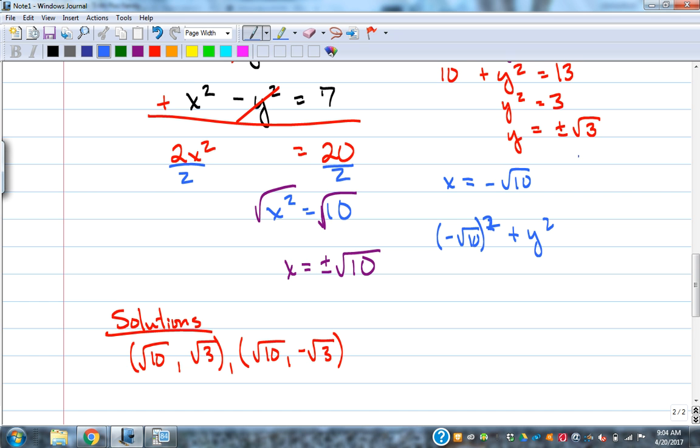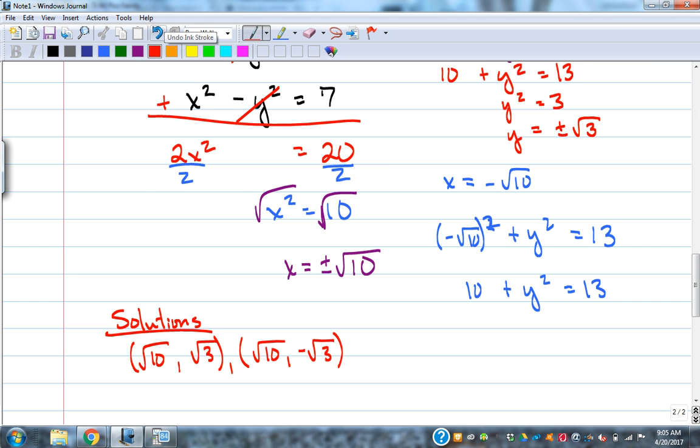And you plug it in, I plugged it into the same problem. Again, it doesn't matter which one you plug it into. Just plug it into one of them and get some answers. So when you square the negative square root of 10, that's 10 again. No, it's not negative 10. Negative times negative is a positive. Because squaring negative square root of 10 means negative square root of 10 times negative square root of 10, which is positive. It ends up being the same answer.